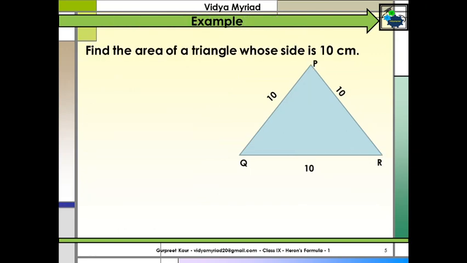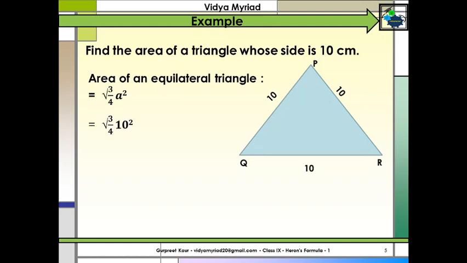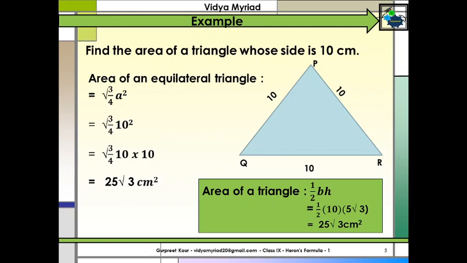Next example. Now I am taking the same question, whose side is 10 centimeters, but now I am going to use the equilateral formula. I know it is root 3 upon 4 a square. When I solve it, again I get 25 root 3 centimeters square, which is the same as the previous one. When I found half base into height, that way also, in both the cases my answer is the same.